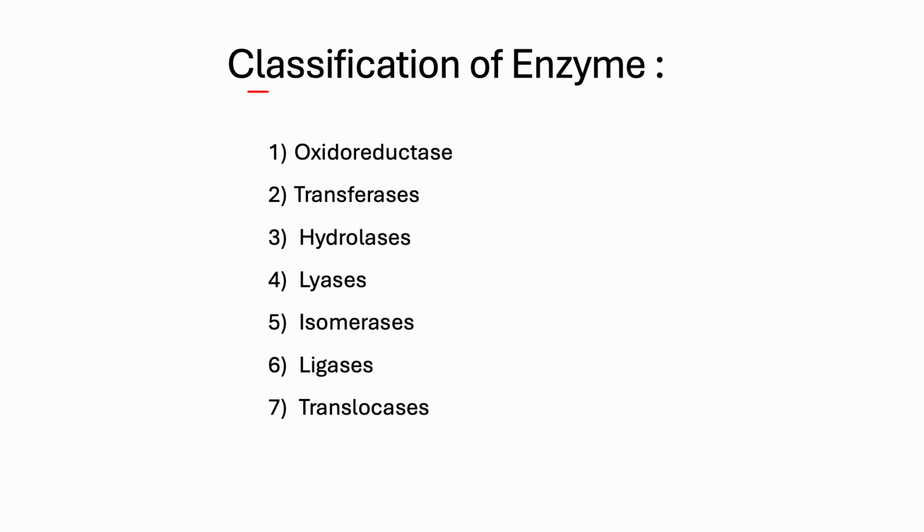Let's talk about the classification of enzymes. On the basis of catalytic behavior, we can classify enzymes into 6 types. These are oxidoreductases, transferases, hydrolases, lyases, isomerases, ligases, and recently added translocases. Let's dig into details.